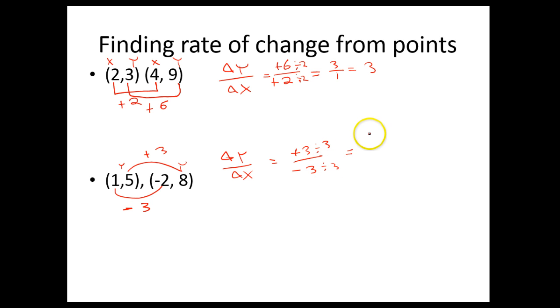So that's a positive 1 divided by a negative 1. So a positive divided by a negative is a negative. 1 divided by 1 is 1. So that rate of change, slope or speed, is negative 1. So that's going to change slower than a positive 3. It's not going to be as steep.